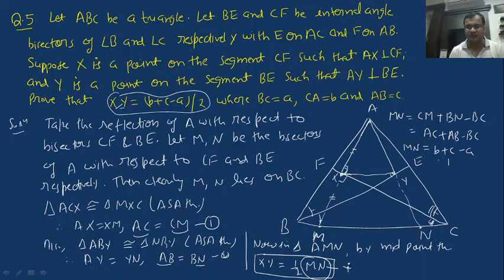Therefore, this relation is a star. Therefore, star implies XY equals what? B plus C minus A by 2. Hence proved.